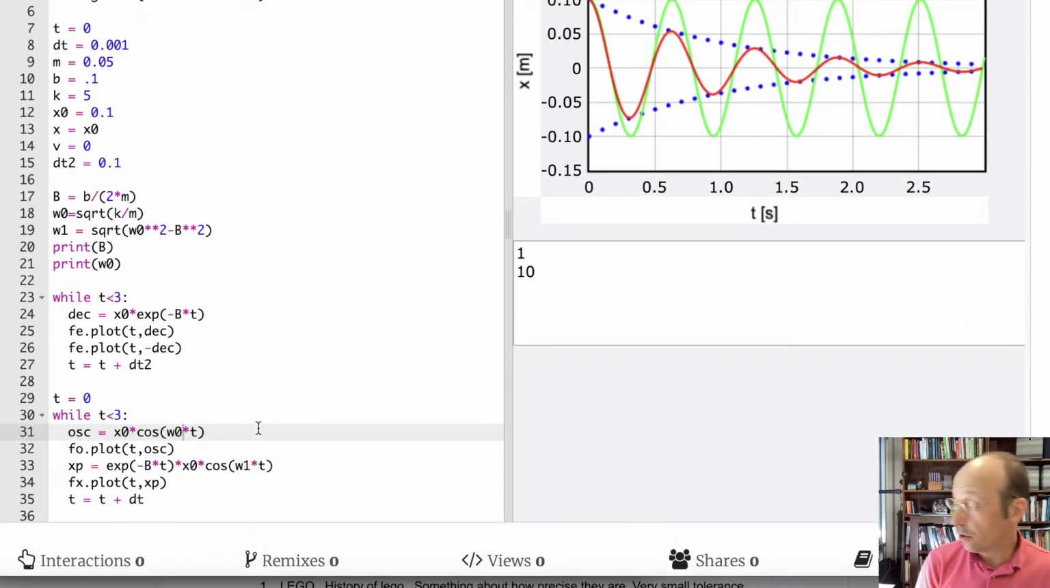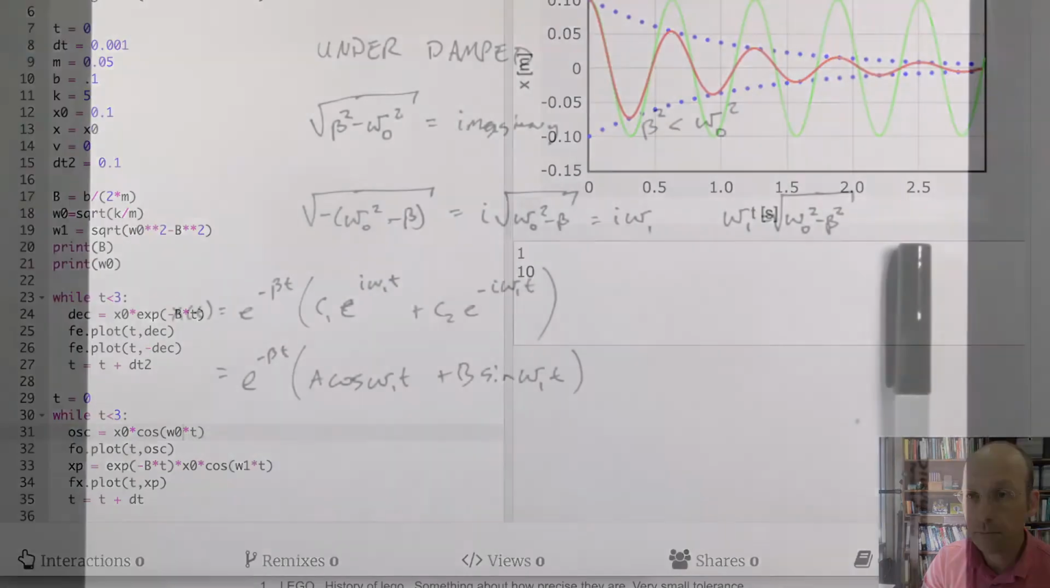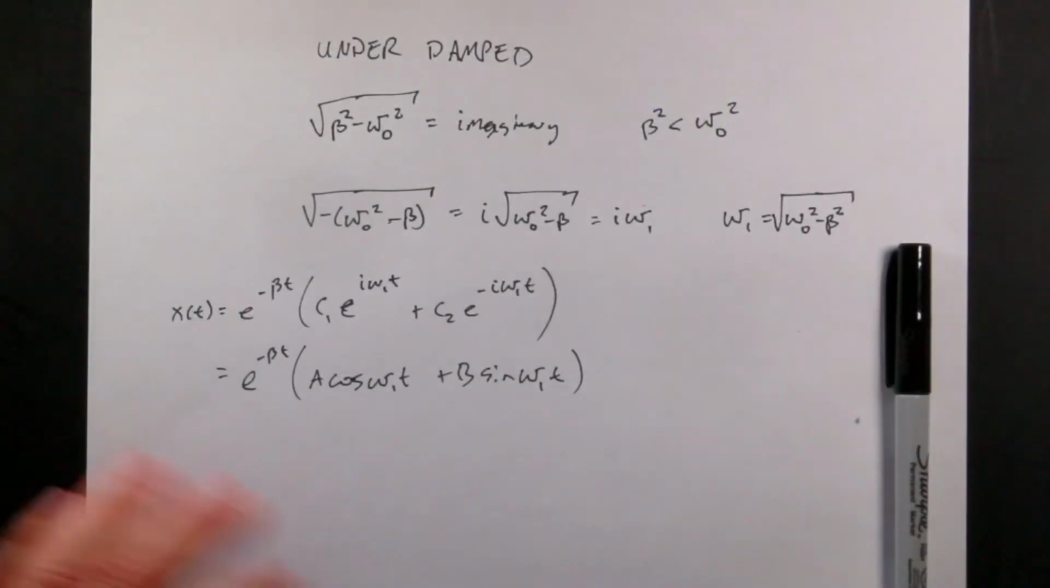Okay, so that's underdamped. Now let's switch over to overdamped oscillations. Switching back to the paper view. Okay, overdamped.